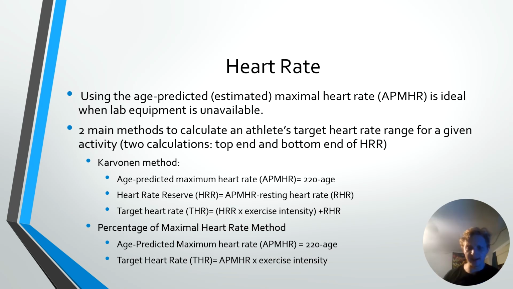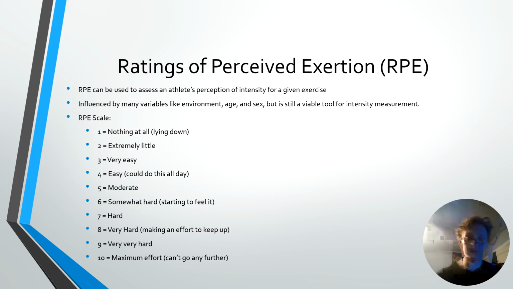Using the age predicted estimated maximum heart rate is ideal when lab equipment isn't available. So 2 main methods to calculate this. I'm not going to go through them top to bottom, but the Karvonen method as well as the percentage of maximal heart rate. And again, these are going to help us calculate heart rate and our target heart rate for our athletes, usually in a range of that, and it's totally fine.